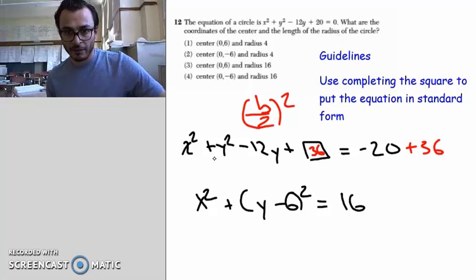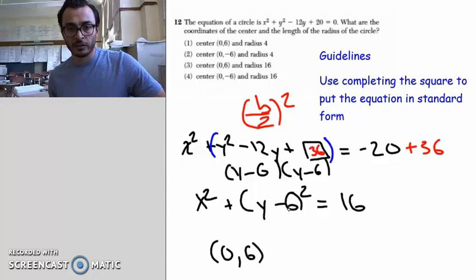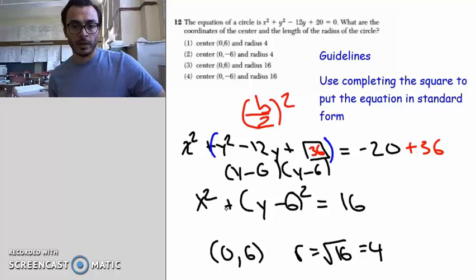I got this by factoring this trinomial here. If you factor that trinomial, you get y minus 6 times y minus 6, which you can rewrite as y minus 6 squared. So the center is (0, positive 6), because we need to change the sign of negative 6. And the radius is the square root of 16, and that's 4. So we get (0, 6), and the radius is 4. So the answer is choice 1.